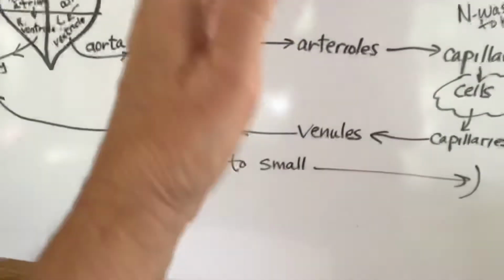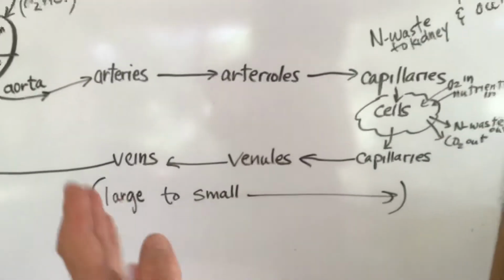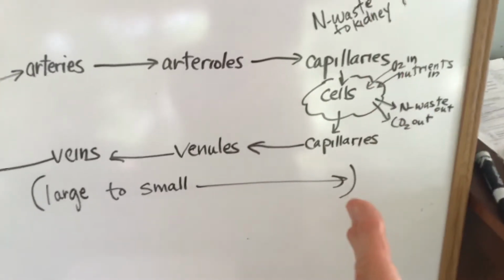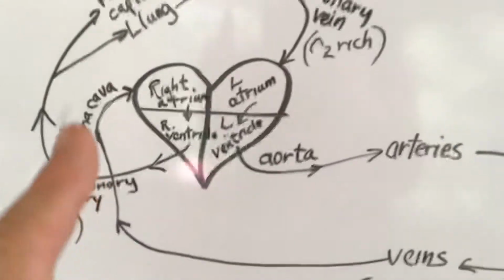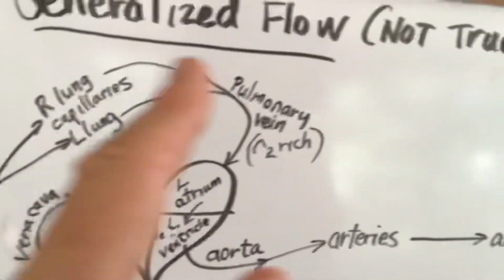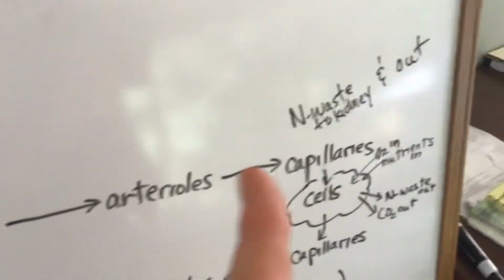Just by the way, in this setup here, I have the largest things on this side and then the smallest things over here next to the cells. All right. So then we're going back to the heart and starting our circulation again. So all the way around and over here.